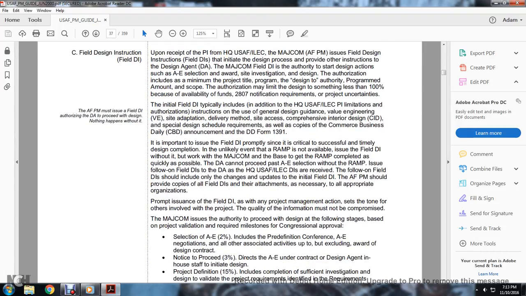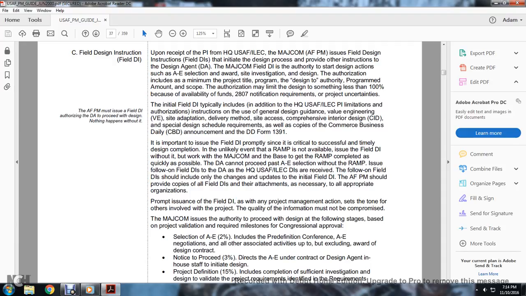It is important to issue the field design instruction promptly, since it is critical to successful, timely design completion. It is unlikely to be issued if the required acquisition and management plan is not available, so work with the Major Command's base to get the required plan completed as quickly as possible. The design agent cannot proceed past the A&E selection without the required management plan issued for the field design instruction.